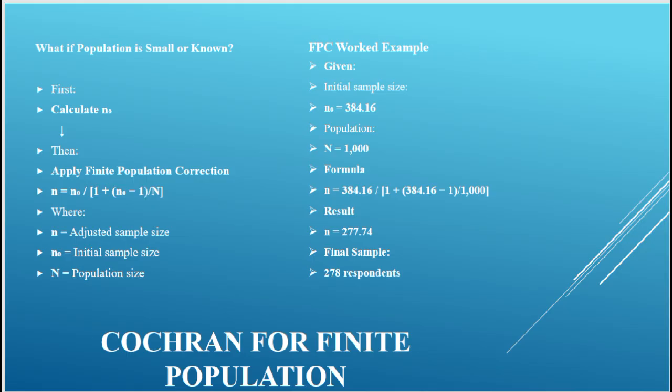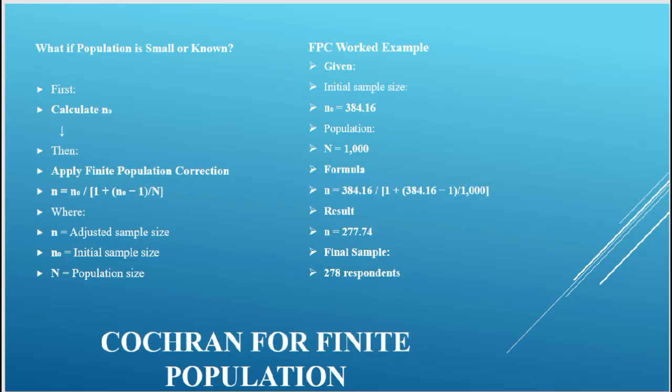What if the population is small or known? Now we come to an important concept. What happens if our population is not extremely large? Suppose the Cochran formula gives us an initial sample size of approximately 385, but our actual population contains only 1000 individuals. In this situation, using 385 respondents may be more than necessary.